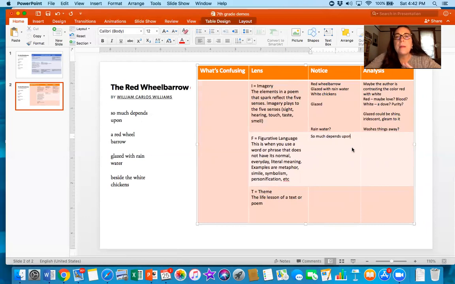And remember that hyperbole is an exaggeration, or it's showing that something is very meaningful or very important. So the author chose these words, "so much depends upon," very purposefully, because he wanted us to know how important this red wheelbarrow is, and that it has this rainwater, and all the chickens, all of this stuff, so much depends upon. Well, what could be dependent upon rain?